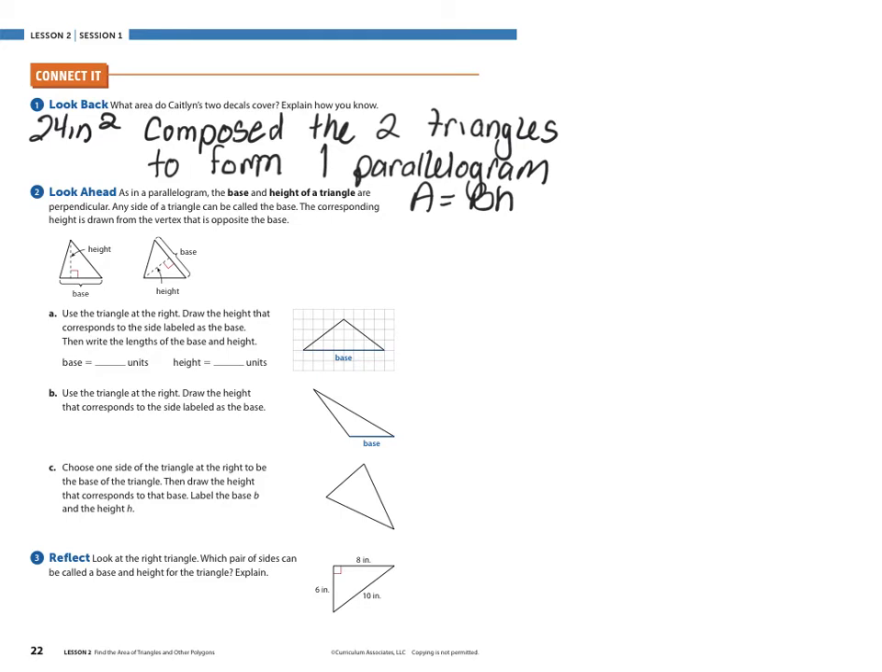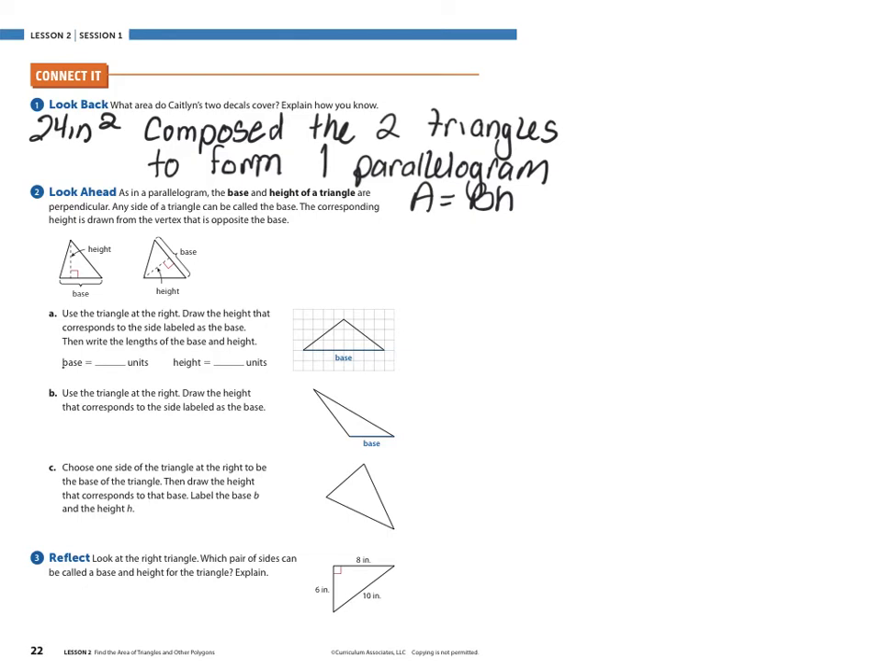Look ahead. As in a parallelogram, the base and height of a triangle are perpendicular. Any side of a triangle can be called the base. The corresponding height is drawn from the vertex that is opposite the base. What? That's a lot of words. So let's break this down.